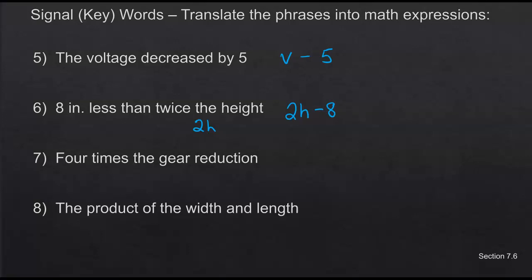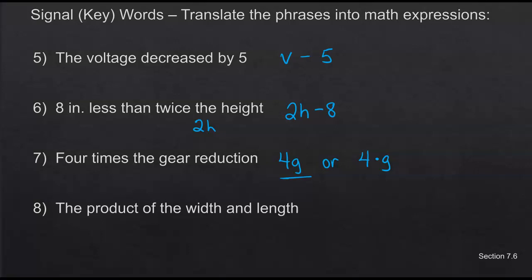Now this would be good to be pausing here and trying these on your own before you see what I have to write. Number 7, 4 times the gear reduction. And so we can call this whatever we want to as far as variables, but it says 4 times the gear reduction, so we're multiplying by 4. So we can write 4 times g. You can use a different variable. You can write it this way, but remember it's not really necessary. It's perfectly fine that way because we wrote the 4 right next to the g, which means multiply.